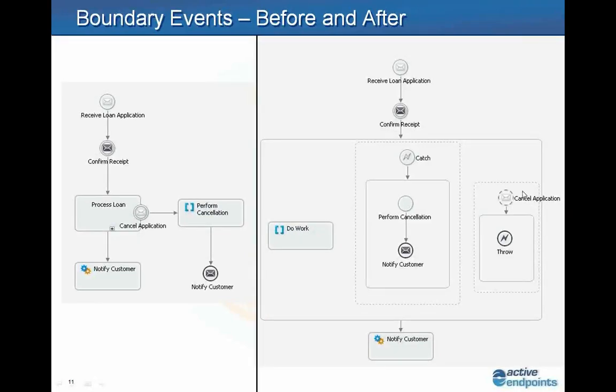get the cancel handler, but the cancel handler is embedded within this scope. So in order to stop the scope, the only way to stop the scope is by throwing a new event, then catching that event, and then performing the cancellation, and then considering that activity to be done. So this is really too hard for people to understand what you're trying to accomplish. This interrupting boundary event is much easier.